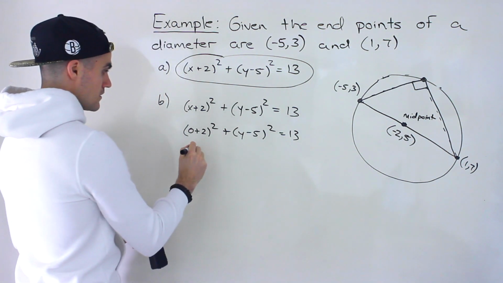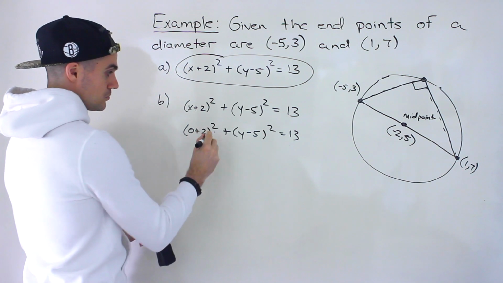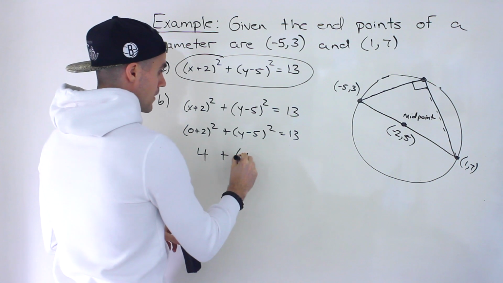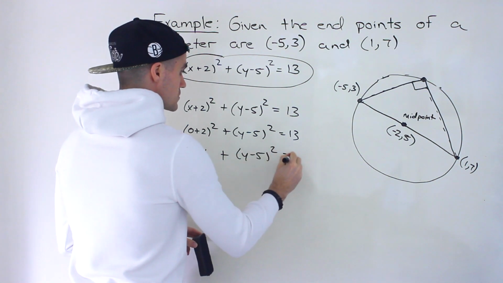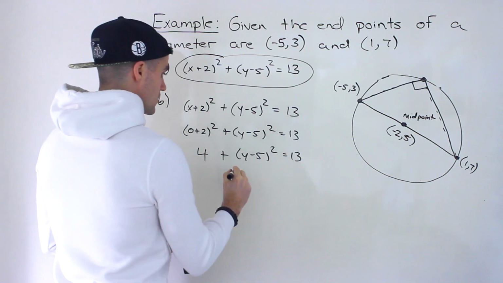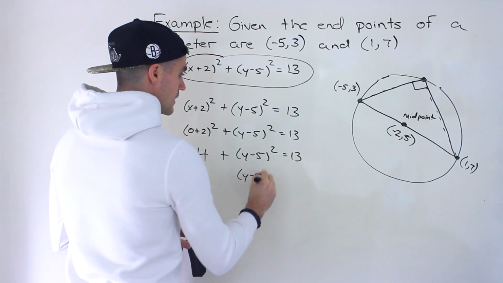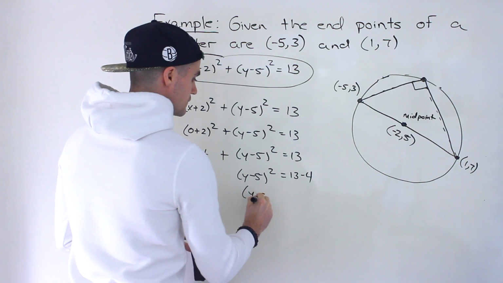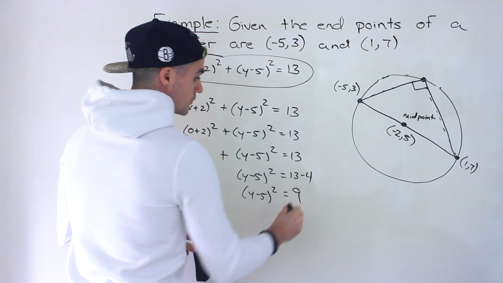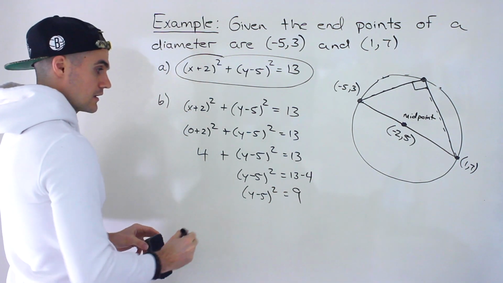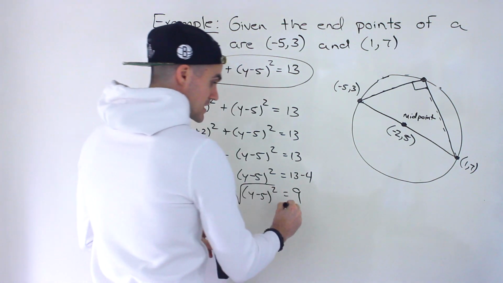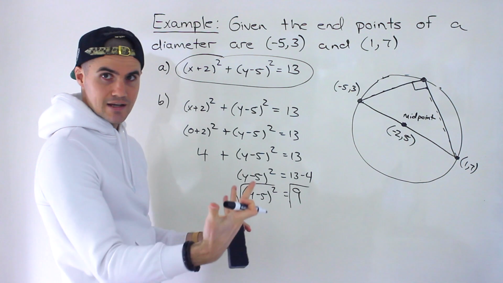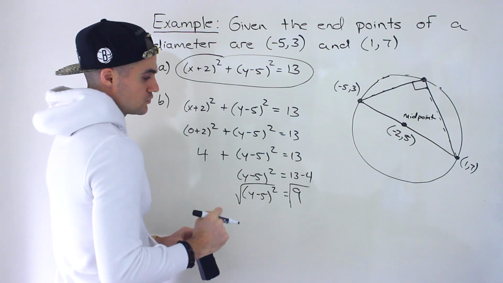So this would end up being 4, right? 0 plus 2 is 2, to the power 2 is 4. So we'll have 4 plus y minus 5 squared equals 13. Bring this over, so we'll have y minus 5 squared equals 13 minus 4, which would be y minus 5 squared is equal to 9. Okay, and now we could square root both sides, and it's nice because a lot of times when you square root here, you're going to get a decimal number, but in this case, root 9 is smooth.